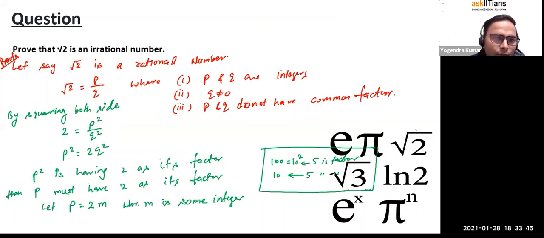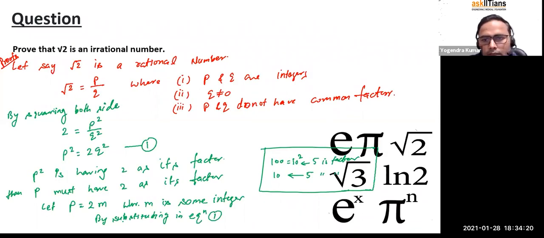Okay. So now in this equation number 1, can I substitute p as 2m here? So I need to write here, by substituting in equation number 1, right? I'll be requiring the next page. Okay, so I hope it is clear. So I'm just going to substitute there p as 2m. Okay, let me take this space.